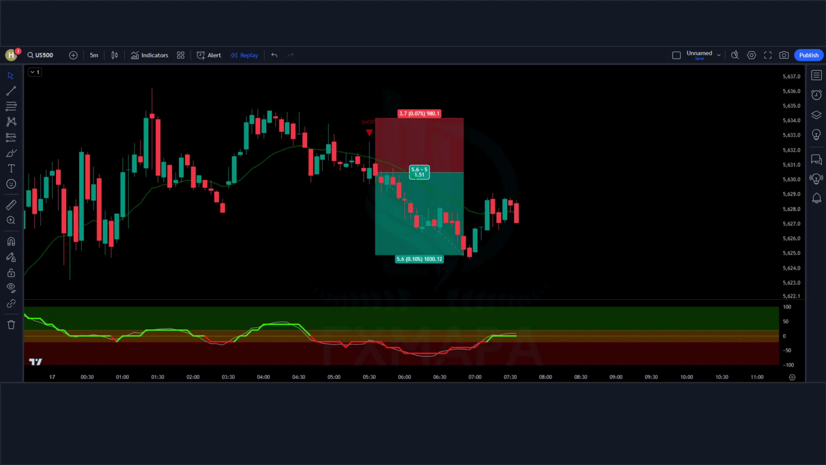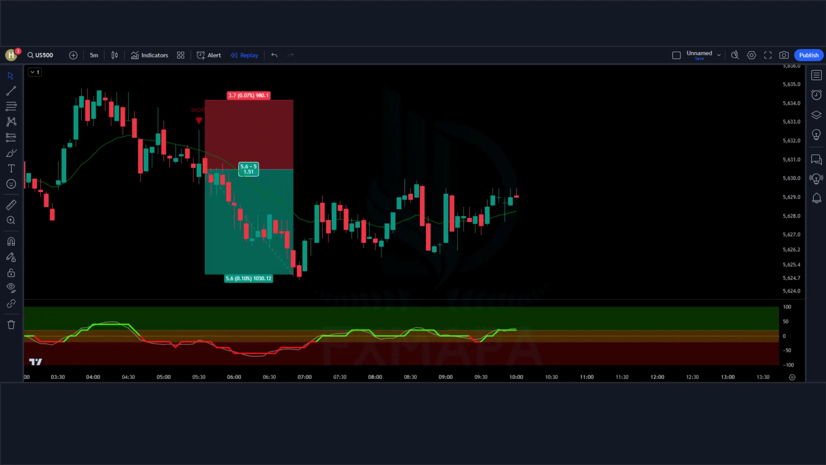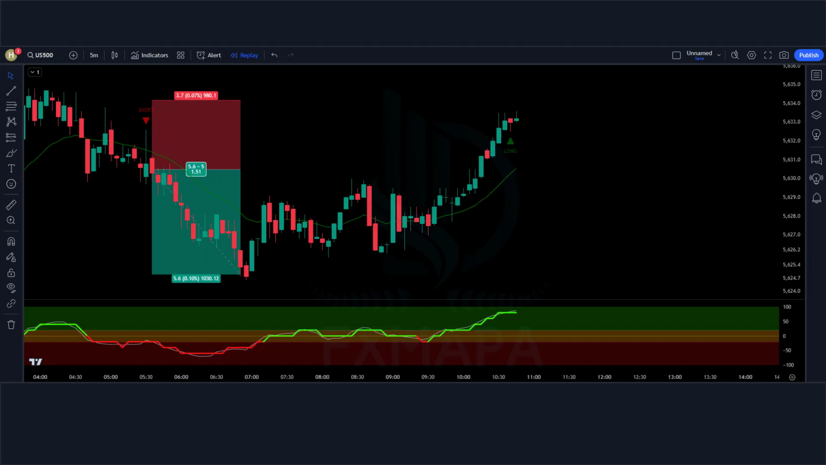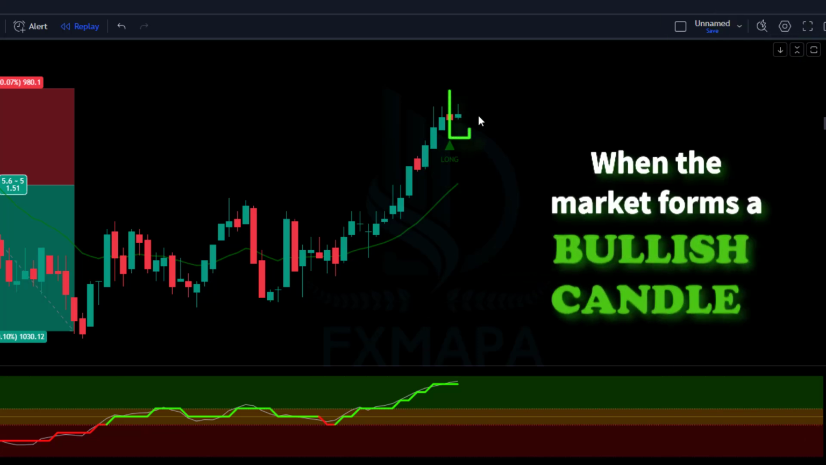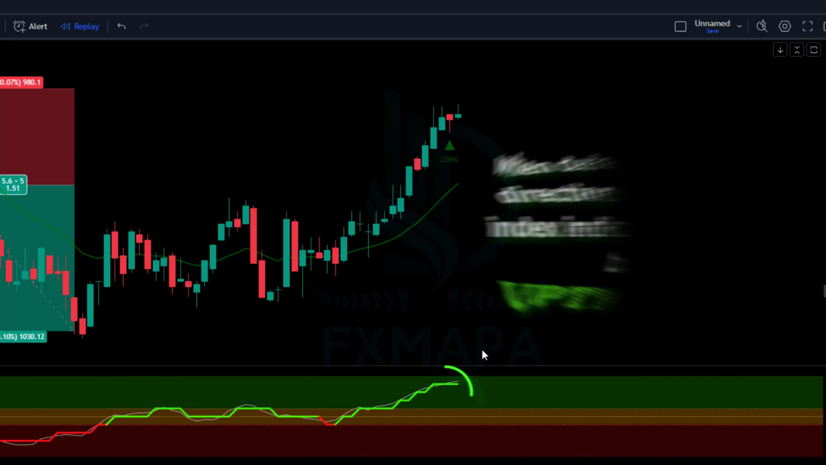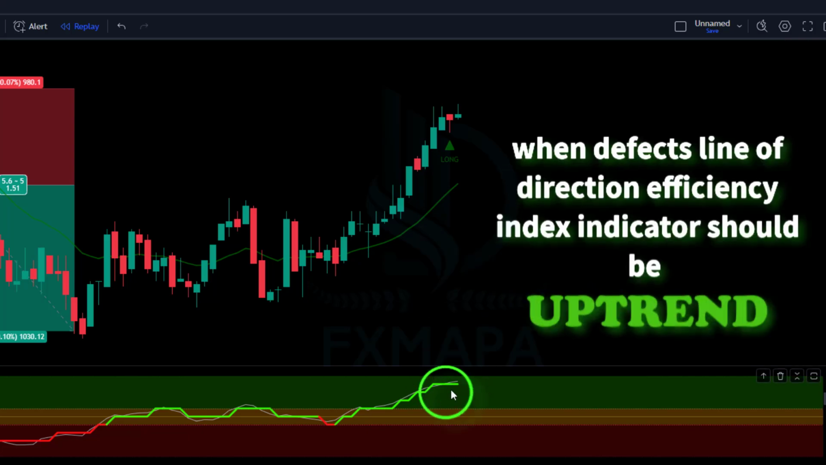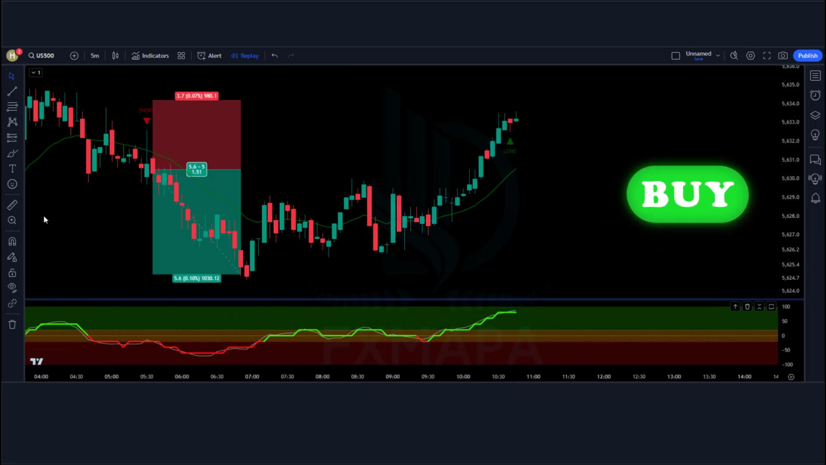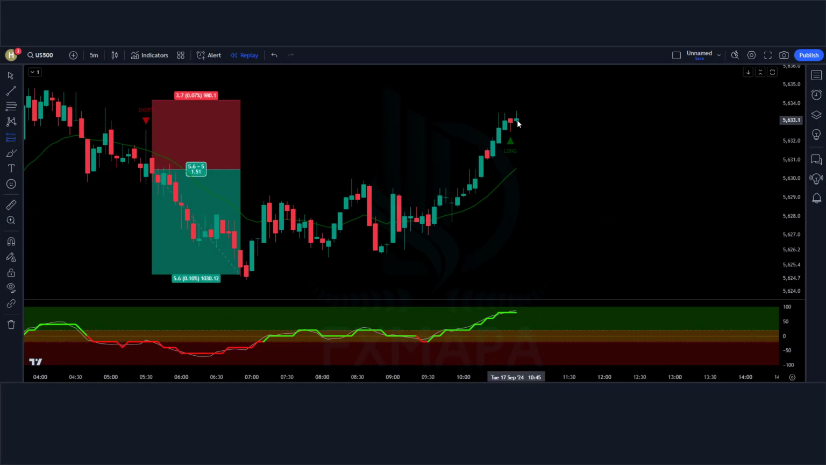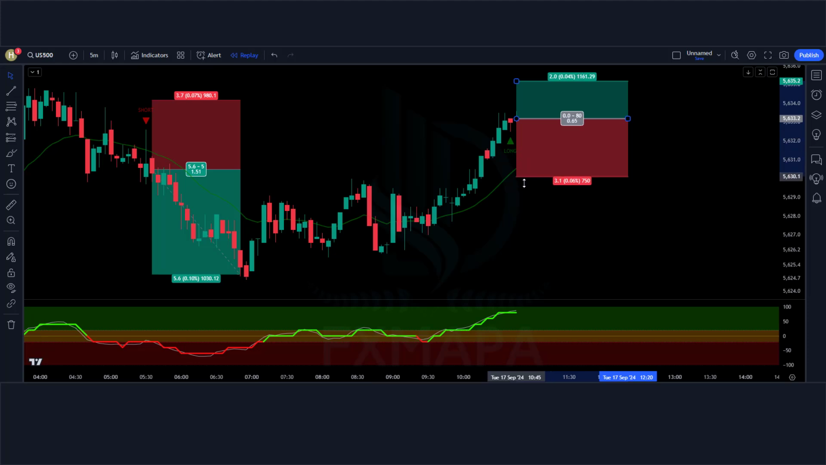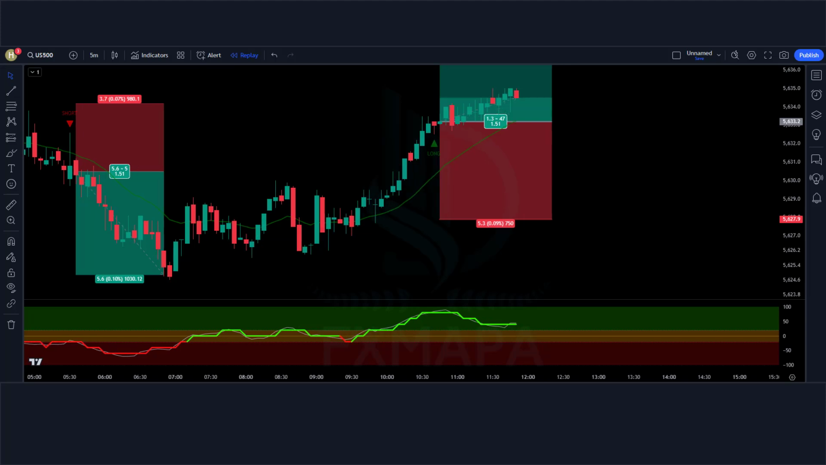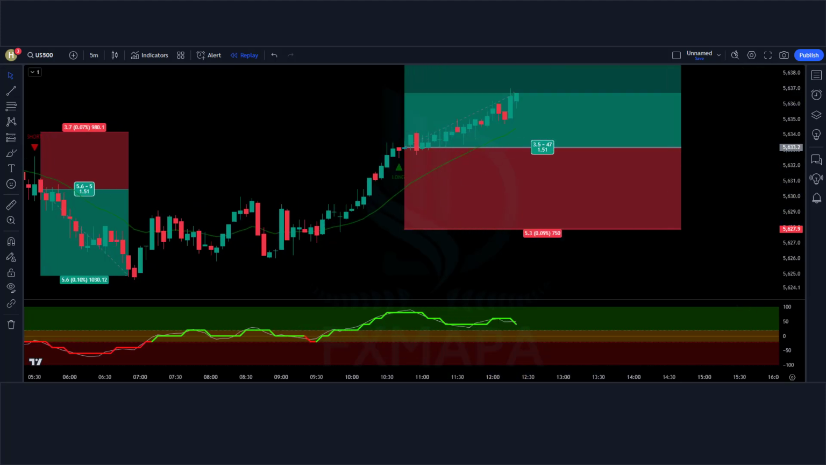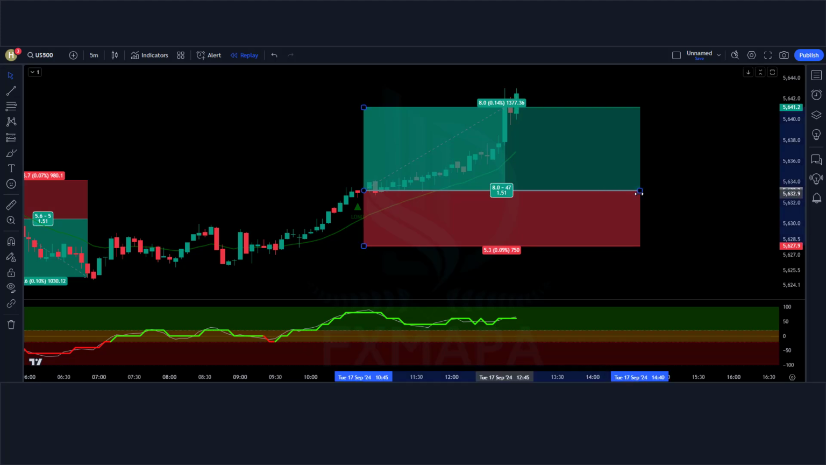Now let us understand long position. When the Magic Cross indicator has given us long signal, when the market forms a bullish candle, when the Weighted Direction Efficiency Index indicator line should be uptrend. If this condition is fulfilled, then we will place buy order. Our stop loss will be placed at the current market's lower level, and the risk to reward ratio will be 1:1.5. The market has completely hit the target.